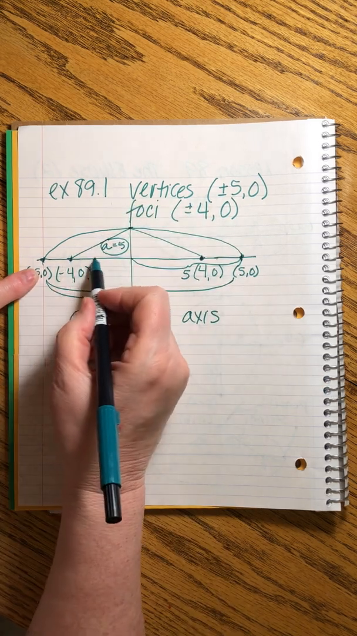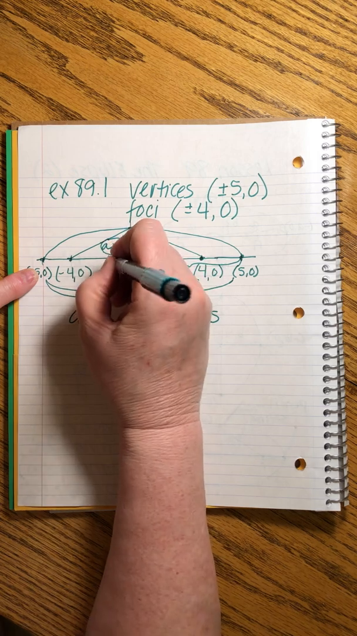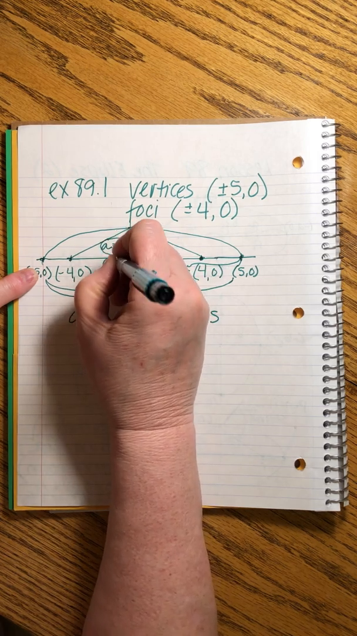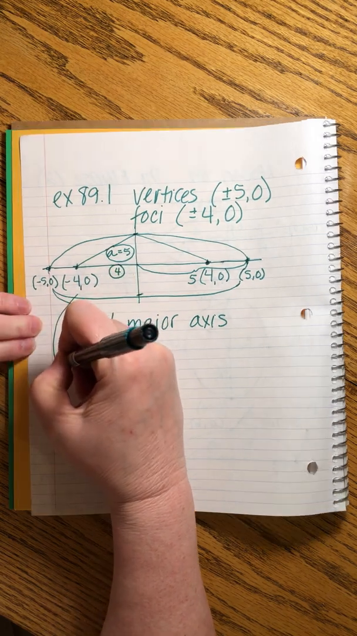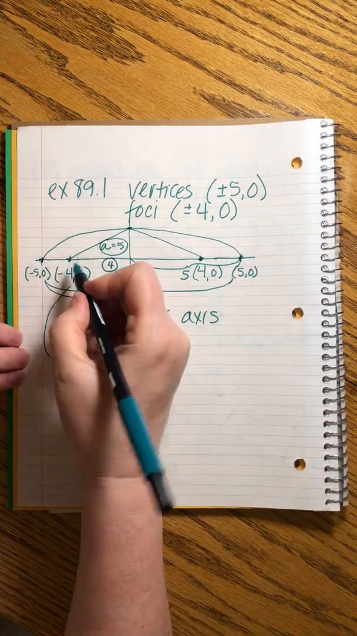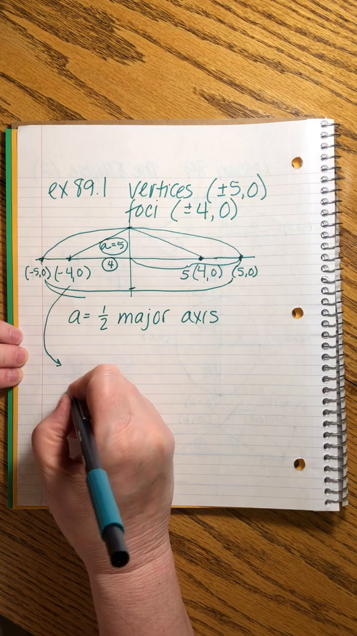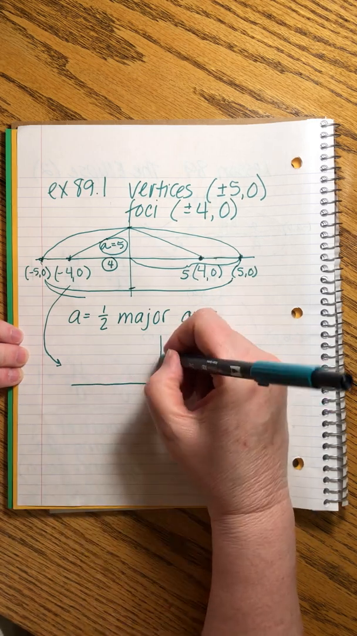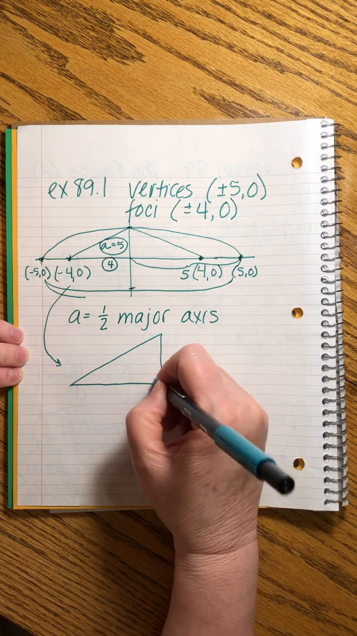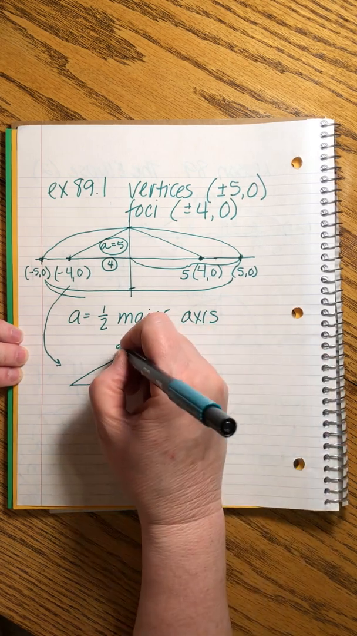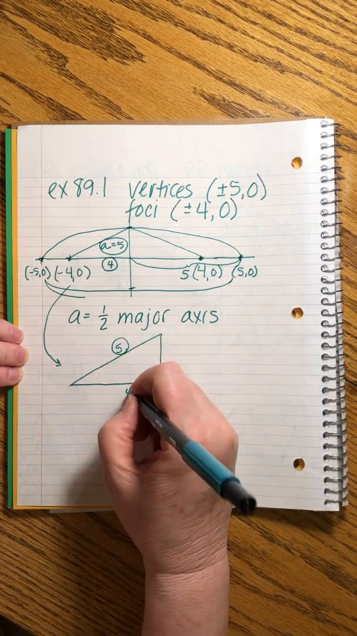I also know that this distance right here is 4. So what I'm going to do is pull out that triangle and draw it separately. This triangle here I'm going to draw here, right? This side is 5. This side is 4.